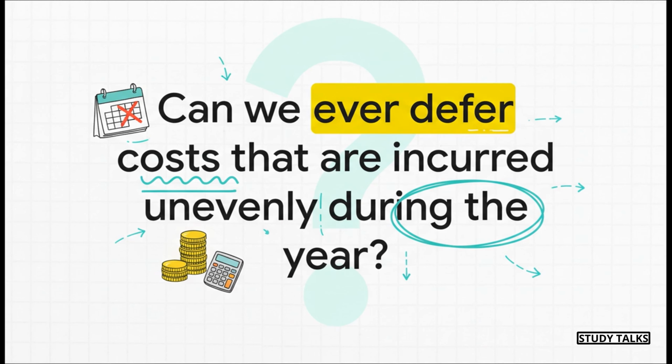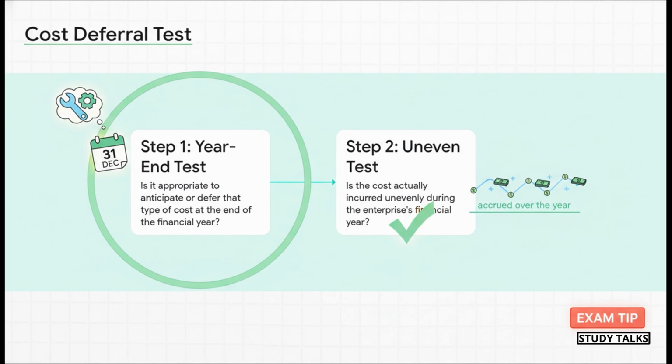So revenue is a closed case. But what about costs? We already know we can't just defer things to make the P&L look good. But are there any situations, any at all, where it might be okay to anticipate or defer a cost? Well, yes, but it's very rare, and it has to pass this really tough two-step test. Step 1. Ask yourself, for this type of cost, would it be okay to defer or anticipate it at the end of the year? Think of something like a massive planned factory shutdown for maintenance that happens once every few years. Step 2. Is this cost actually being incurred unevenly? You have to get a yes for both of these questions. If you don't, then you can't touch it.